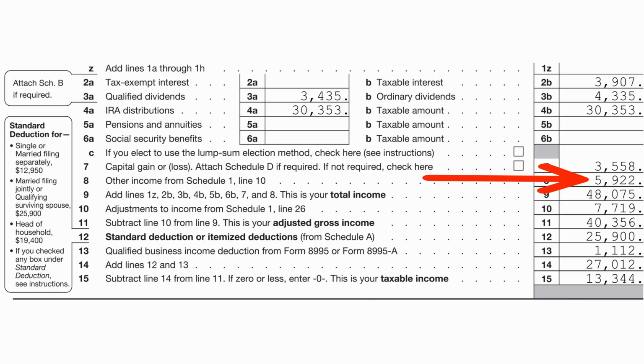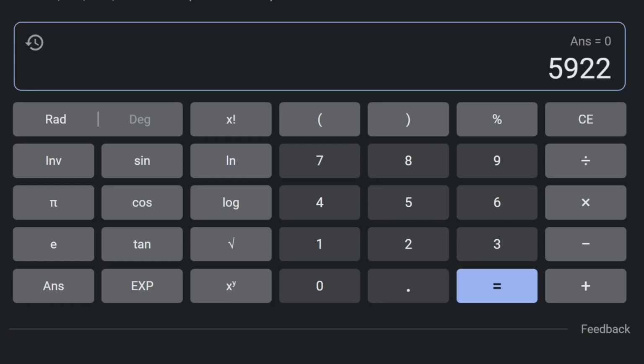But besides that point, the way that self-employment tax is calculated is supposed to be 15.3% of your profit from your business. Now, it's actually 15.3% of 92.35% of your profit. So as you can see on my tax return, I show a $5,922 profit for my YouTube business, and the profit is then multiplied by 92.35% because that's the amount that's going to be taxable, and that is $5,468.